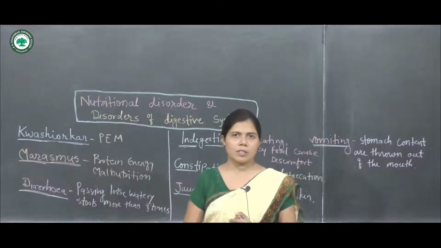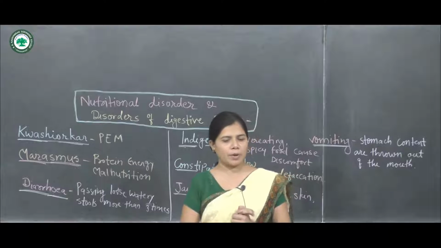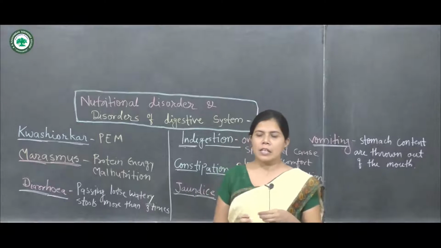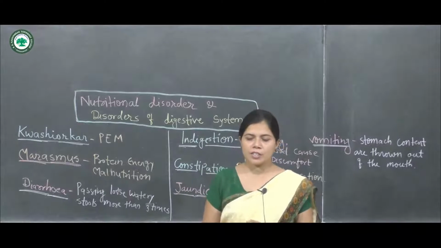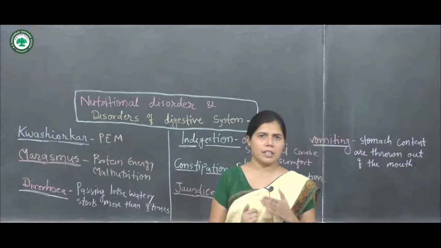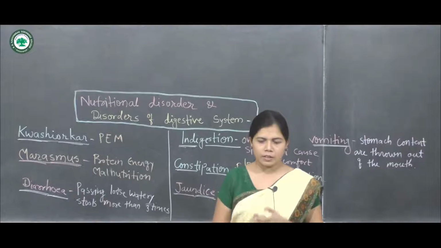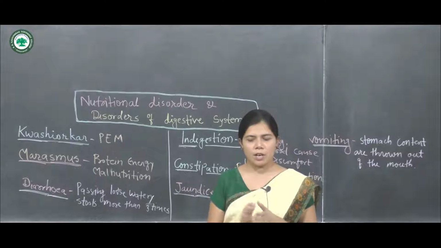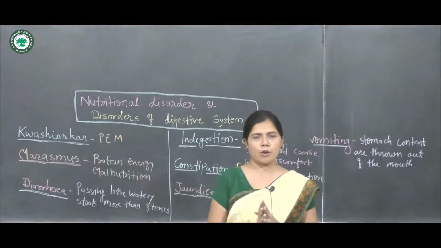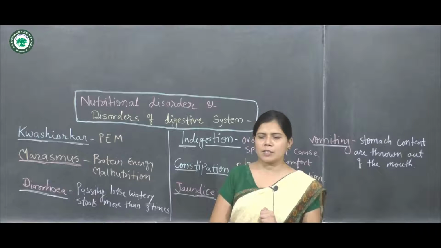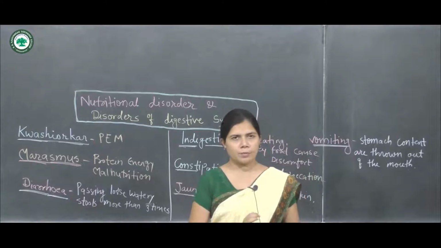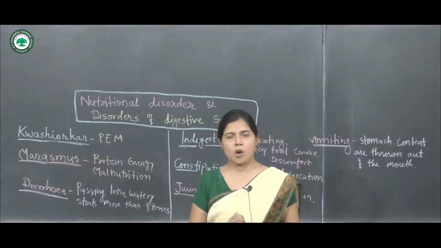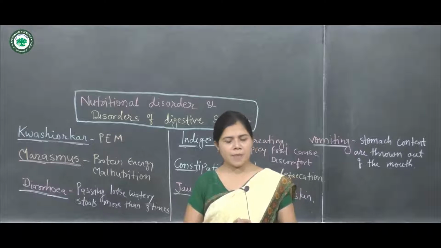It is caused by protein energy malnutrition, as well as change in skin color and change in hair color. These are also symptoms of kwashiorkor, which is found in children of 1 to 3 years of age. The next disease which is caused by PEM is marasmus.